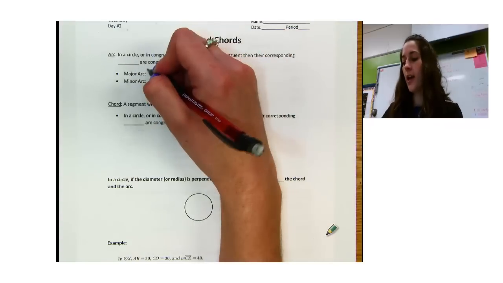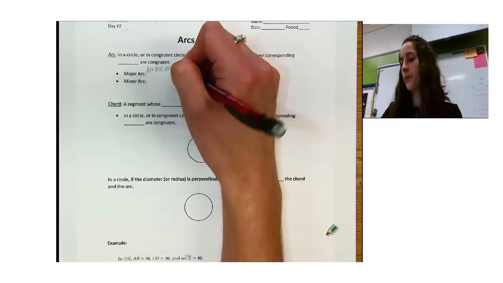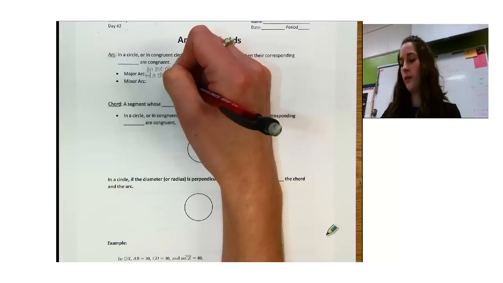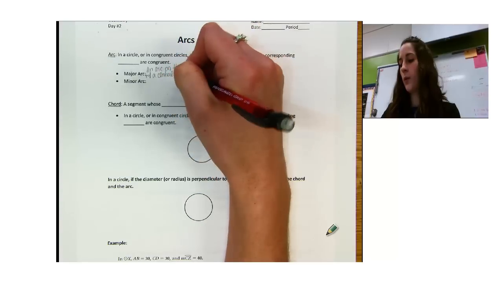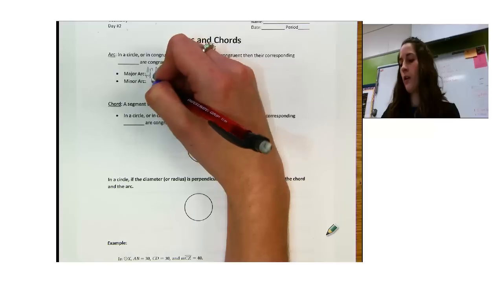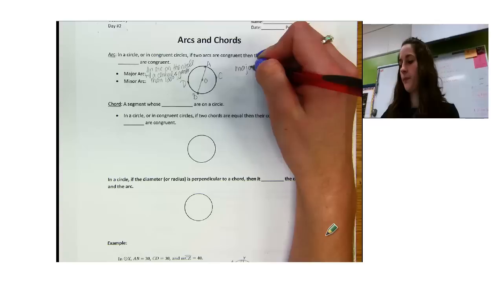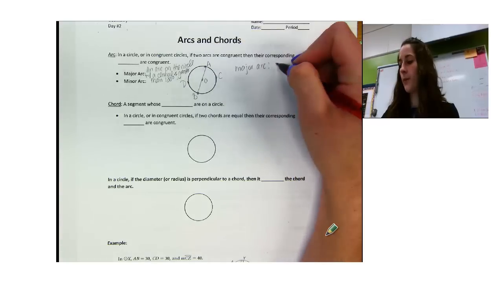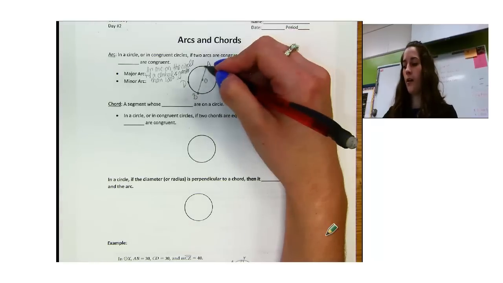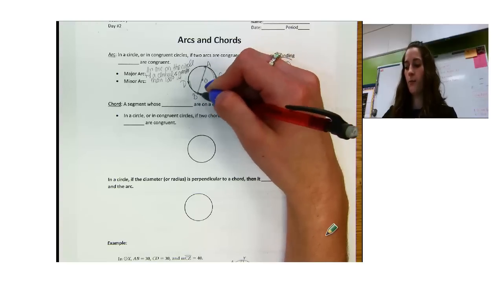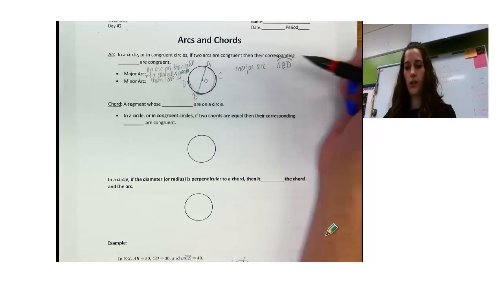A major arc is an arc that's located on the circle with a central angle greater than 180 degrees. An example of a major arc would be, for example, arc ABD, because you have to go in order of the letters. So A, B, D. Since this has a diameter, this is going to be 180 degrees. Major arc means that it's bigger than 180 degrees.